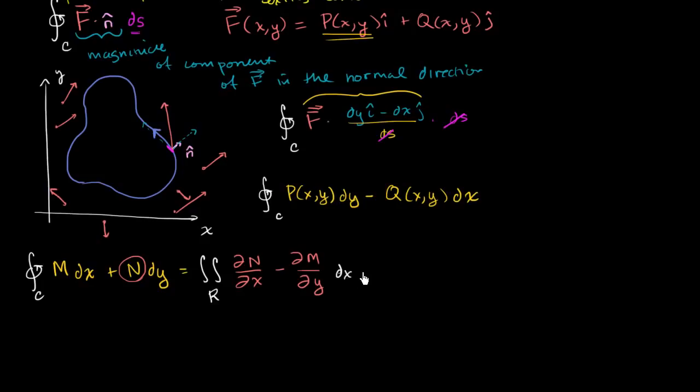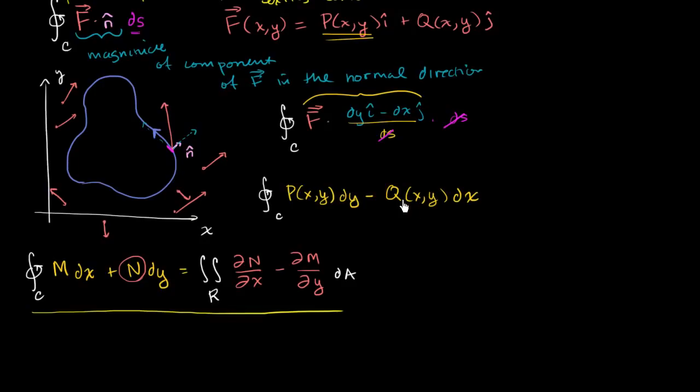Alright, dx dy, or it could be dy dx. Actually, let me just write dA here, since we're speaking in generalizations, where dA is an infinitely small little chunk of area. So this right over here is just a restatement of Green's theorem. So we already know this. This is a restatement of Green's theorem, and how can we apply it here?